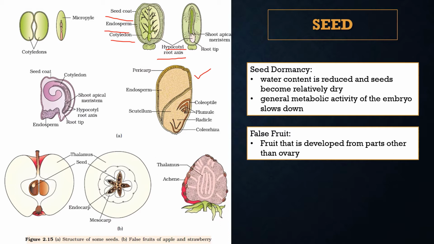Now what happens in seed dormancy? When it is in nature, when it is dispersed, it typically enters a stage of seed dormancy. Now it becomes dry, that is the water content is almost reduced, and the seed becomes relatively dry. The general metabolic activities in the cells of the embryo also slow down. Now till what time does it occur? It occurs in the dormant stage till favorable conditions return, and till the time the seed is ready for germination.